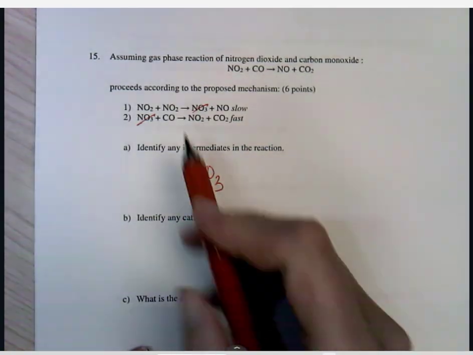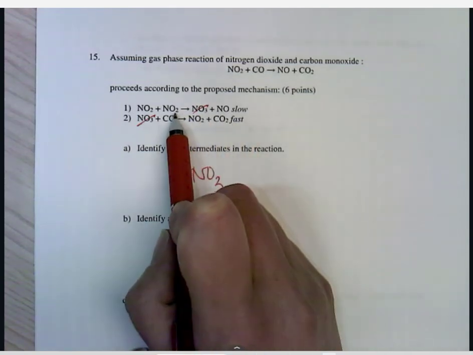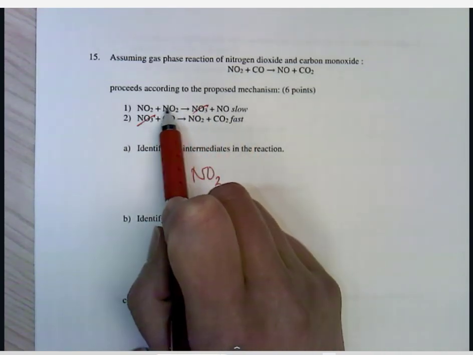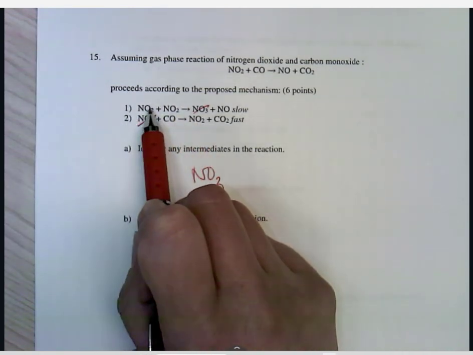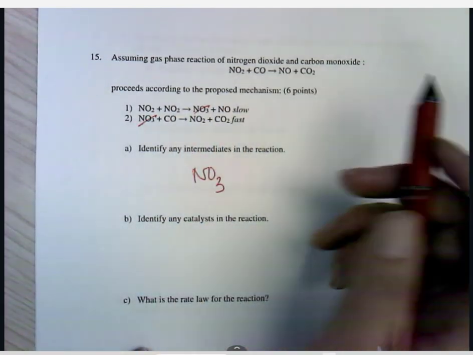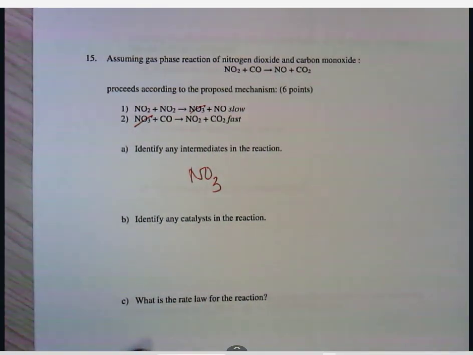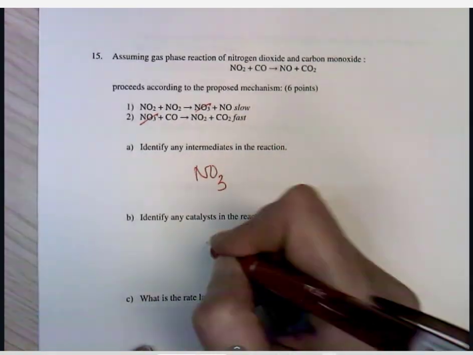A catalyst would be something that I would put in an early step and I would get back in a later step. It would not be NO2. That just is stoichiometrically there's some involved, but they don't. So it might look like one of them cancels and only one gets used in the reaction. No, that is a reactant. You need multiple in order to get the reaction going. So I would say none.